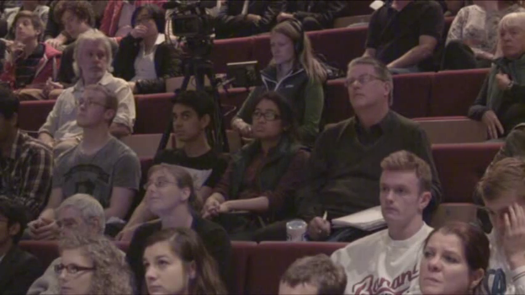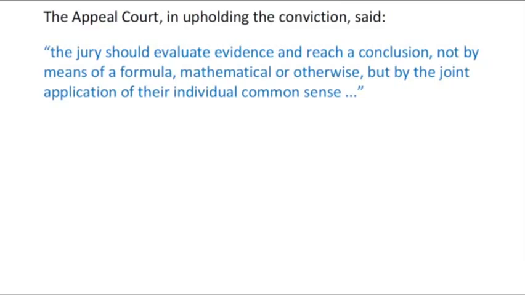There was a further appeal, where the appeal court again upheld the conviction, and were also very scathing of the use of Bayes' formula in the way it had been used. The appeal court said that the jury should evaluate evidence and reach a conclusion, not by means of a formula, but by the joint application of their individual common sense. And Peter Donnelly, in his article, was quite critical of this statement. The problem is that where probabilities are concerned, common sense has a way of leading you into serious error. There are many correct results about probabilities that are counterintuitive and defy common sense.